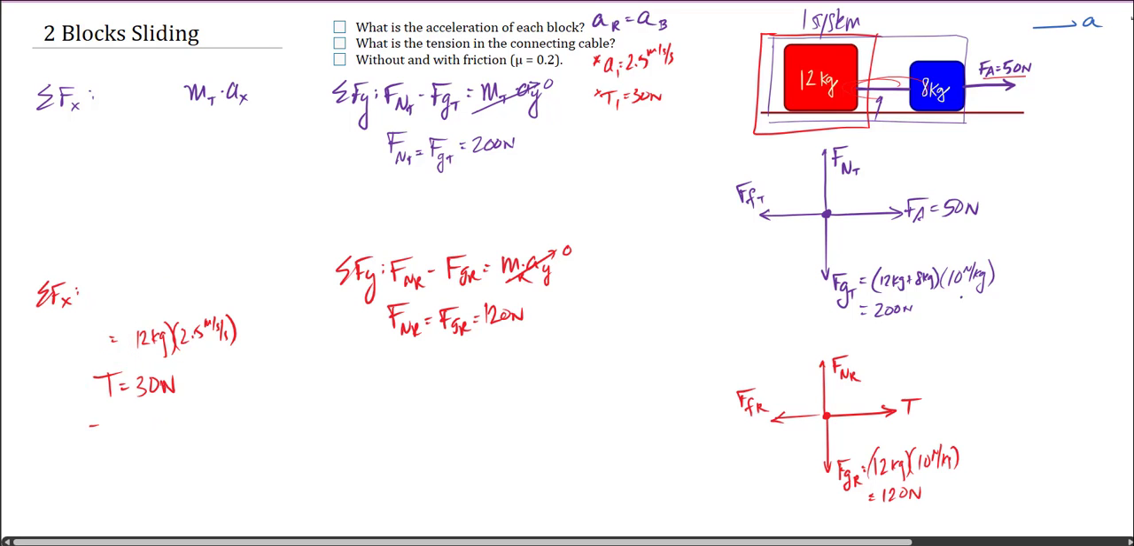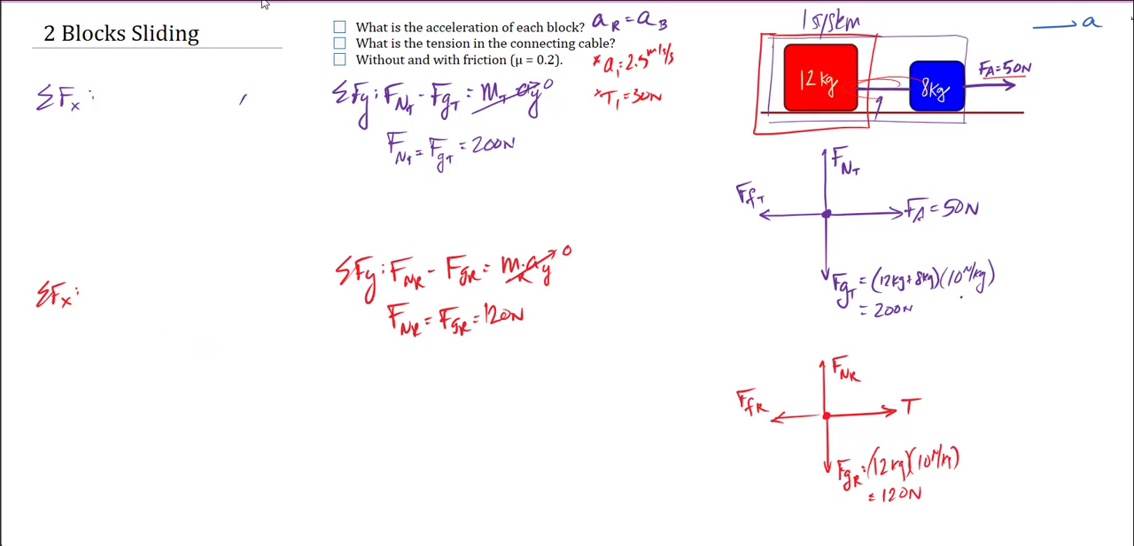So we'll go back, erase this, and we're just going to write two new equations, because we have a new free body diagram. For our whole object, we have the applied force minus our friction force equals m times a. And for our red equation, we have the tension minus the red object's friction force equals m times a.